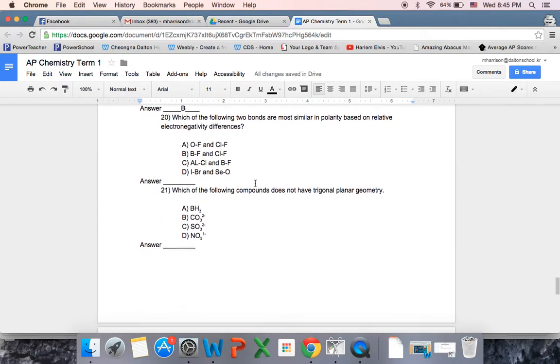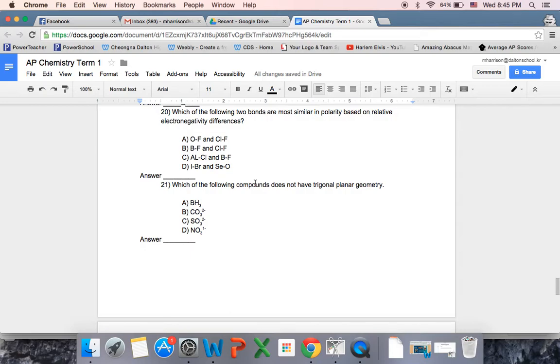Which of the following two bonds are most similar in polarity based on relative electronegativity differences? This is relative electronegativity differences. So we're looking for things that have relatively the same electronegativity. Again, electronegativity increases as we move to the right across the periodic table and to the top.